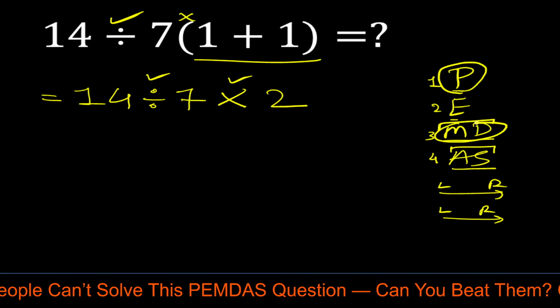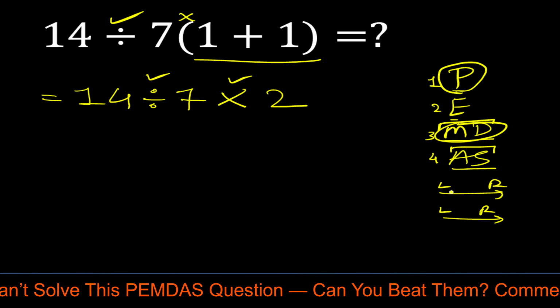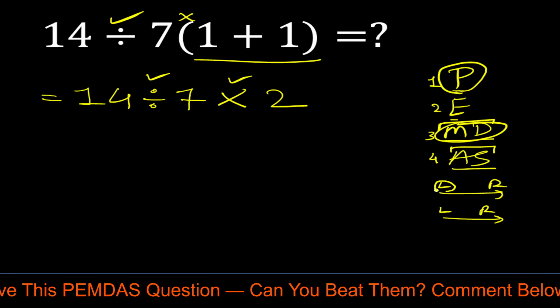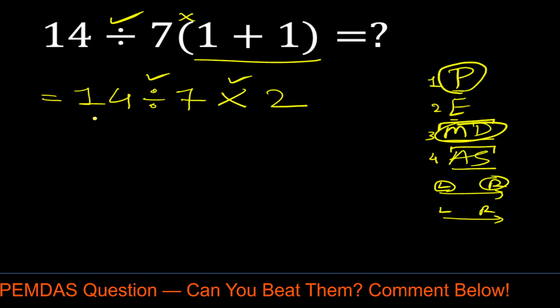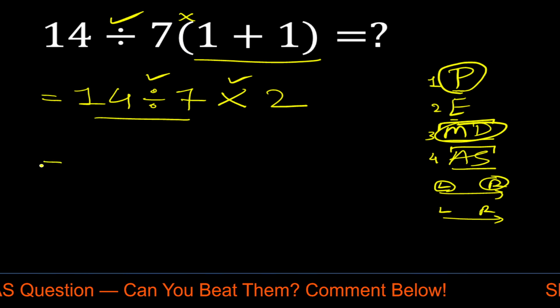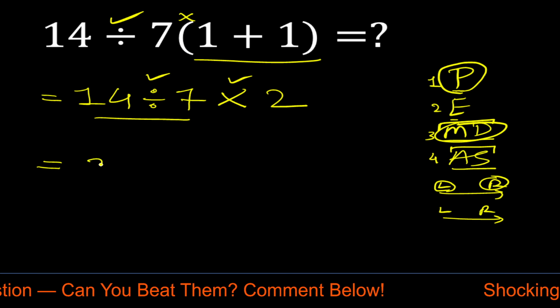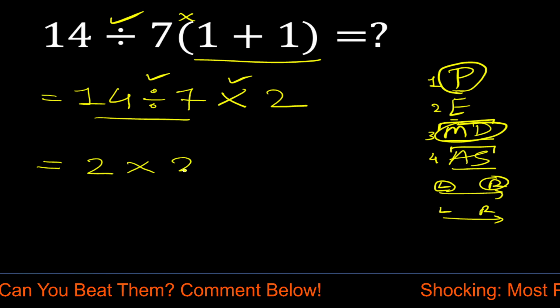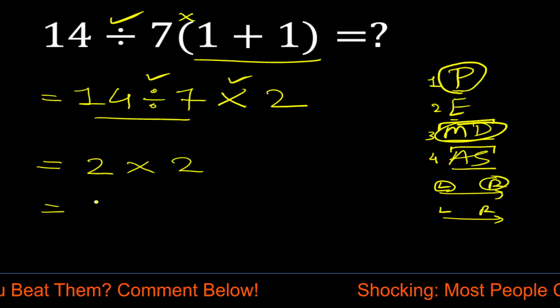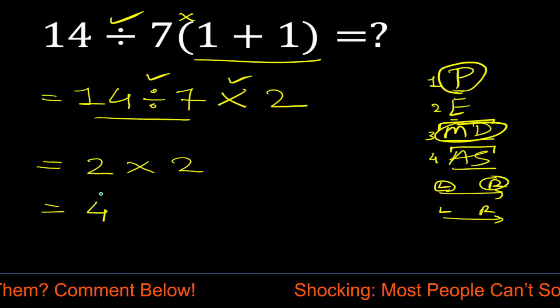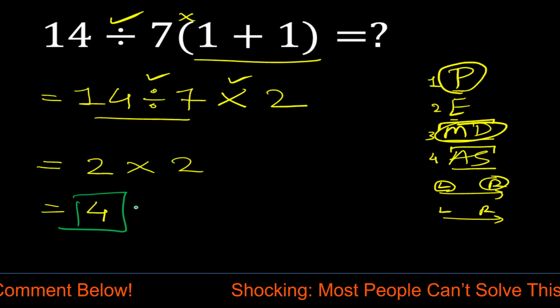So multiplication and division both have equal priority. So we have to solve it from left to right. So first we have to solve this division, right? So 14 divided by 7 is equal to 2 times 2. So now 2 times 2 is equal to 4, right? So the correct answer is 4.